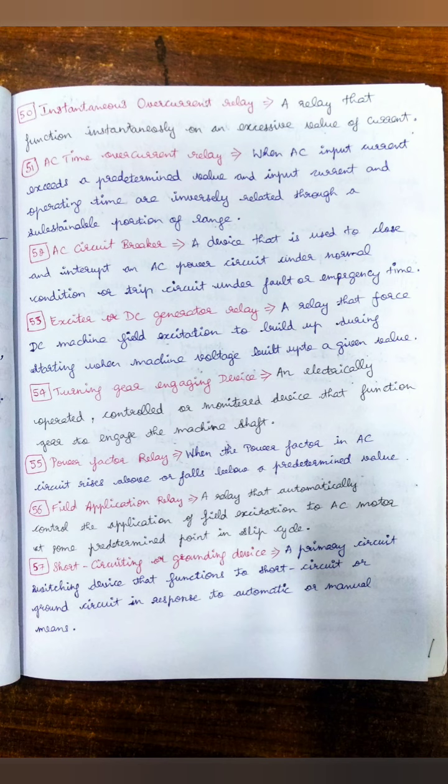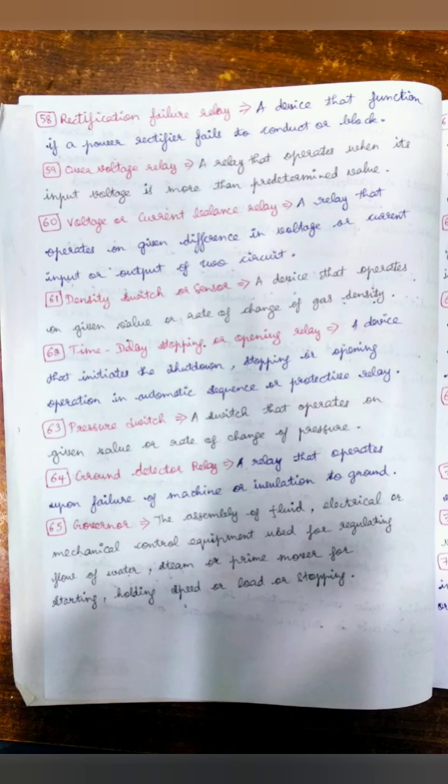Next 57, short circuiting or grounding device. This normally responds to the short circuiting or grounding in the primary circuit. Next is 58, rectification failure relay, a device that functions if a rectifier fails to conduct or block. Next 59, overvoltage relay. It is commonly seen in your auxiliary systems and everywhere.